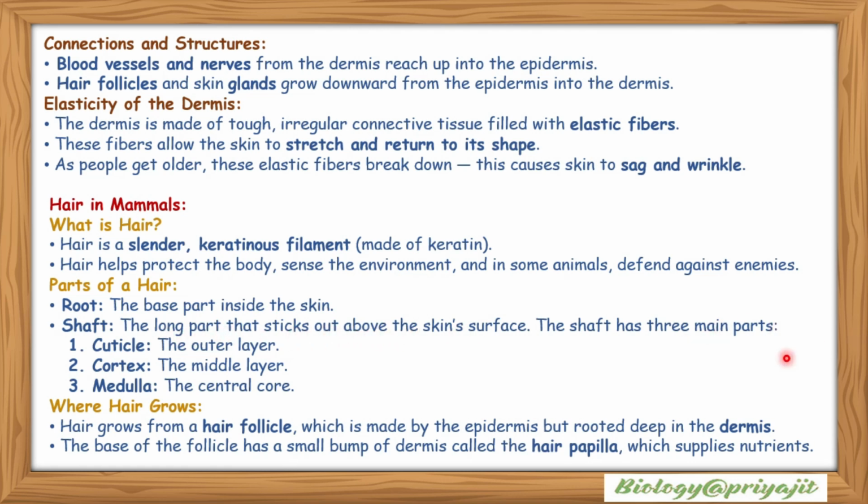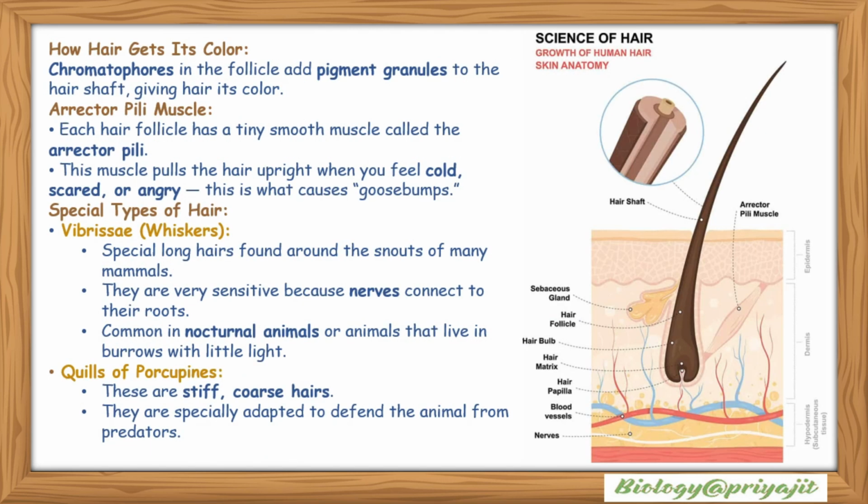The shaft has three main parts. Cuticle is the outer layer, cortex is the middle layer, and medulla is the central core. Where does hair grow? Hair grows from a hair follicle, which is made by the epidermis but rooted deep in the dermis. The base of the follicle has a small bump of dermis called the hair papilla, which supplies nutrients.